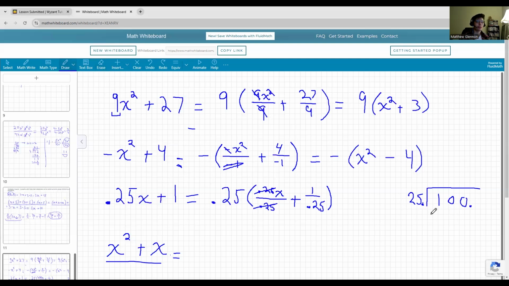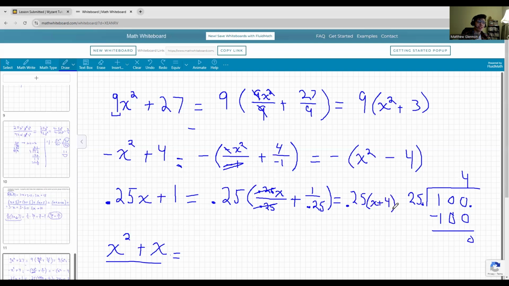And then we have 100 divided by 25, which we'll know that 4 quarters goes in a dollar. So we know we get 4. And the reason that this is important is because we're saying 1 divided by 0.25 is 4. And so our final answer will be 0.25 and then parentheses x plus 4.